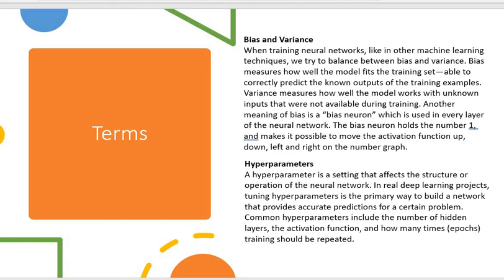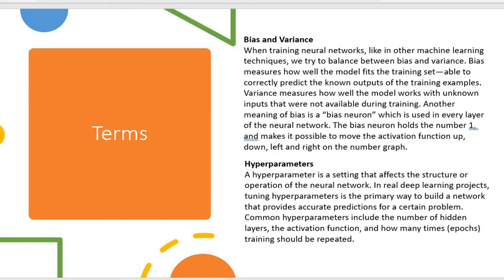a model. Another meaning of bias is the bias neuron, which is used at every layer of the neural network. The bias neuron holds the number 1 and makes it possible to move the activation function up, down, left and right on the number graph.